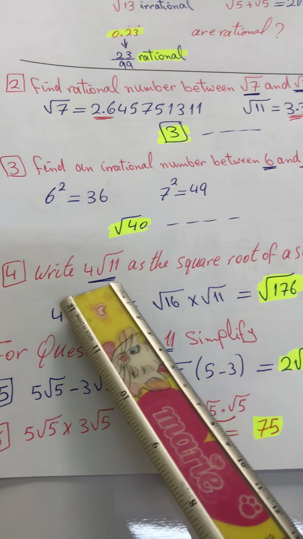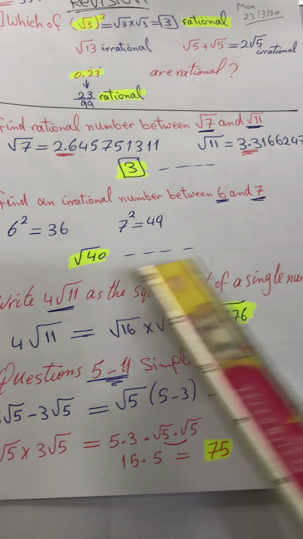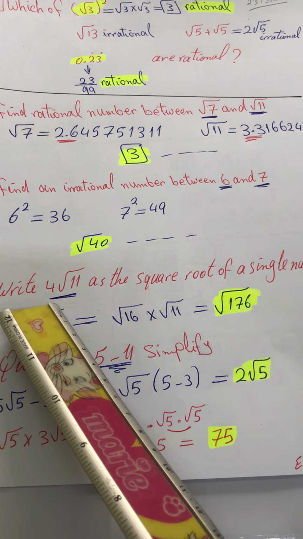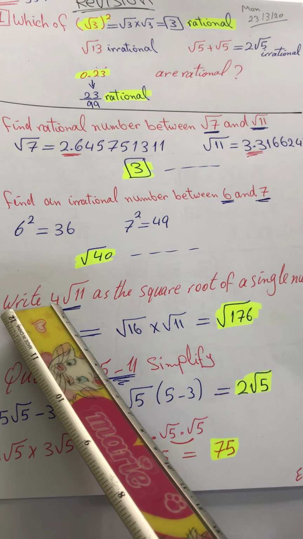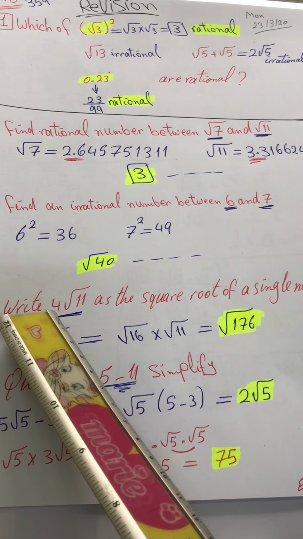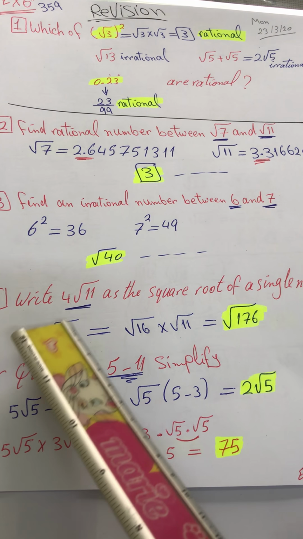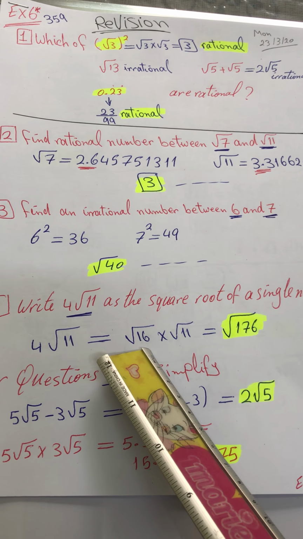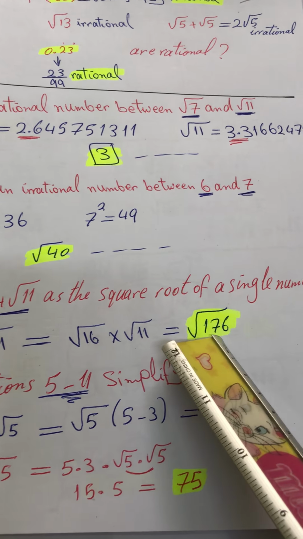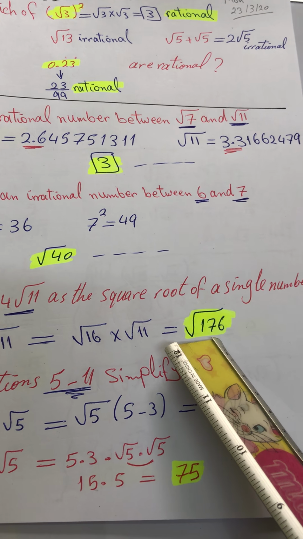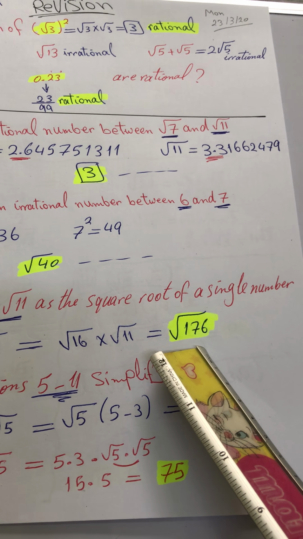In this question, write 4 square root of 11 as a square root of a single number. That's to say, I want to take this 4 and put it inside the square root. As you know, to take this 4 inside the square root, I have to make it 4 squared, so it will be 4 times 4. Now, 4 square root of 11, I'll take this 4, make it square root of 16 times the square root of 11. Now multiply 16 by 11, you will get the answer 176. By this way, I write it as the square root of a single number.